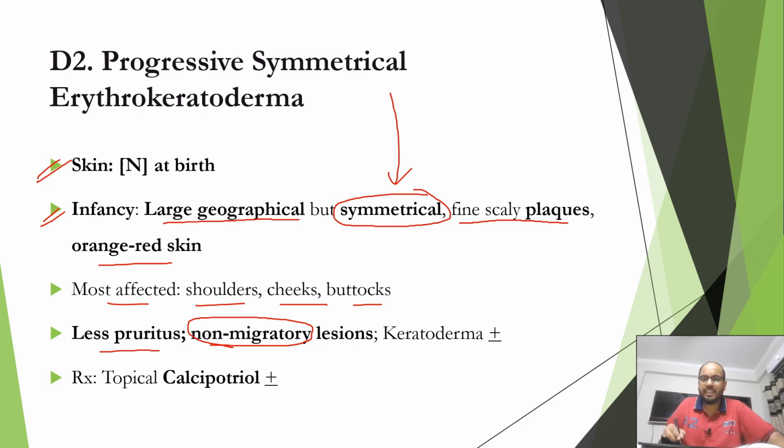So in EKV, you have lesion number one here, then here, then here. While in progressive symmetrical erythrokeratoderma, you had a lesion here, then this, and then this. So it progresses, it increases in size. Topical calcipotriol is found to be useful, that's what Rook's mentioned, but there are multiple other treatment modalities.